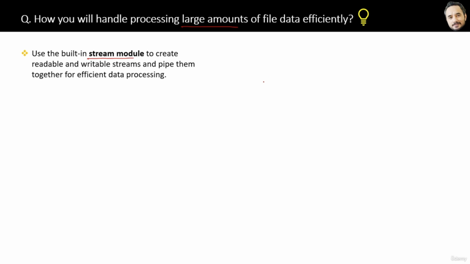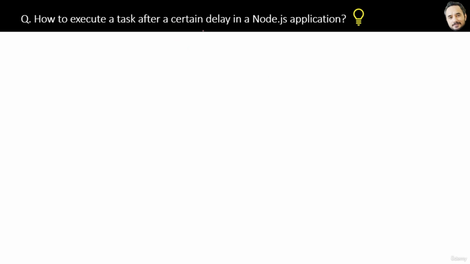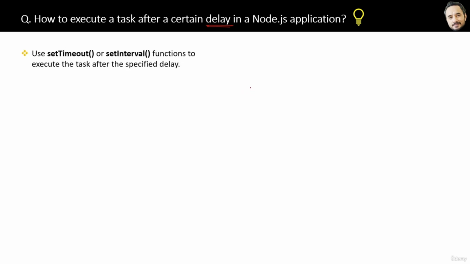efficient data processing. How to execute a task after a certain delay in a Node application? You know the answer very well, and the same is applicable in JavaScript also. Use the setTimeout and setInterval functions to execute the task after the specified delay.